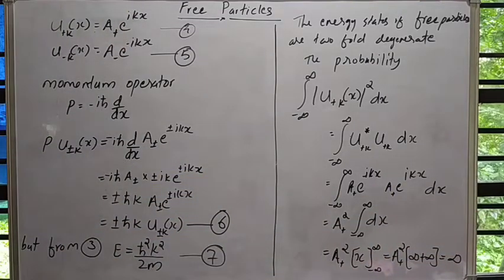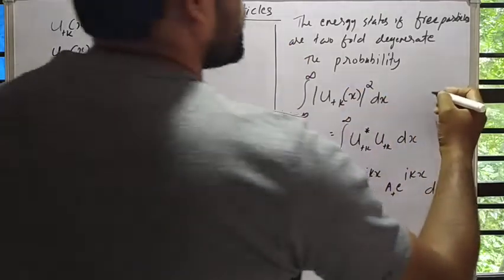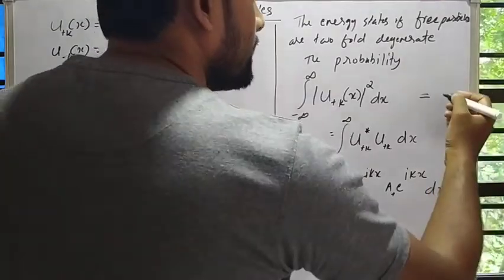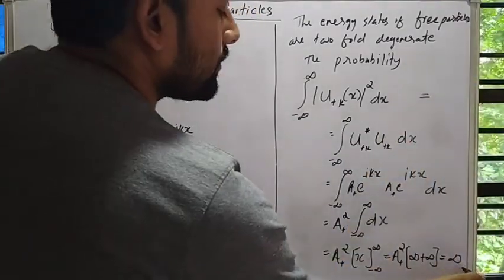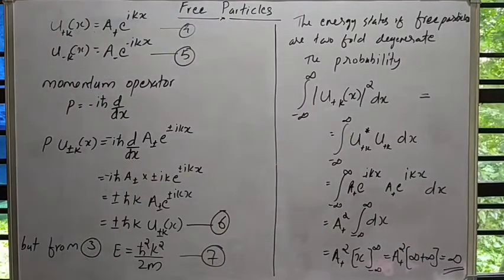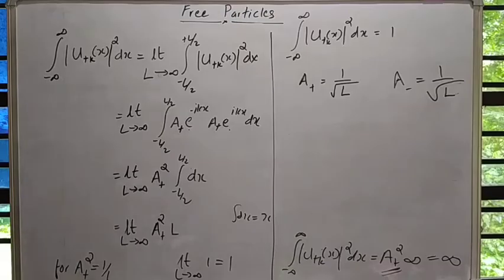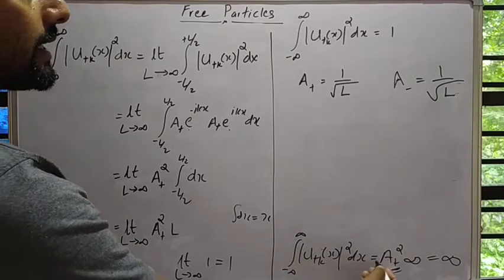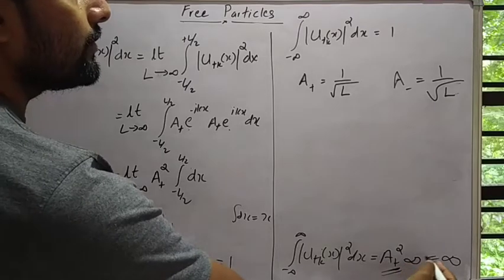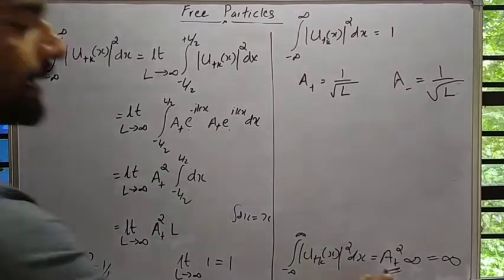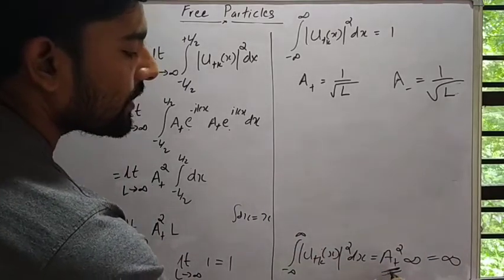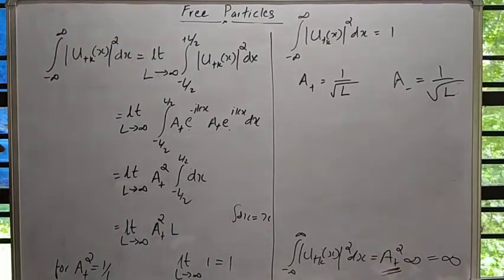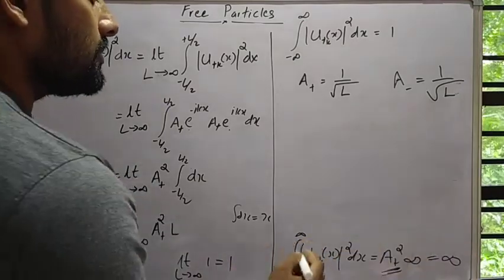Okay, so the maximum probability should be 1, or the probability should not be infinity, it should be a finite value. But here I am getting the probability as infinity. The integral from minus infinity to infinity of u of x whole square dx is equal to A plus square into infinity, which is equal to infinity. For any value of the constant A plus, we will get the probability equal to infinity. So we need to overcome this problem.